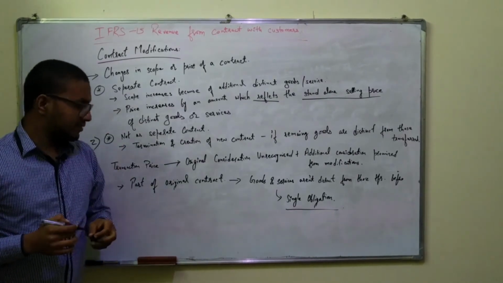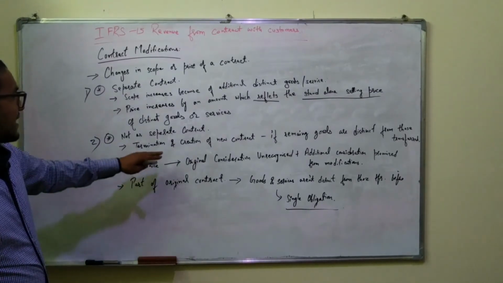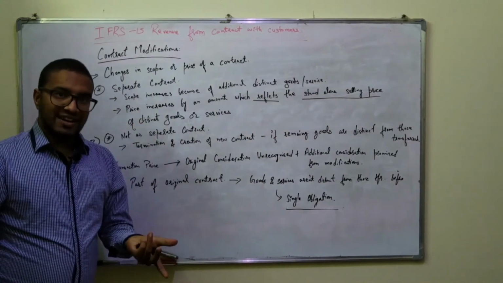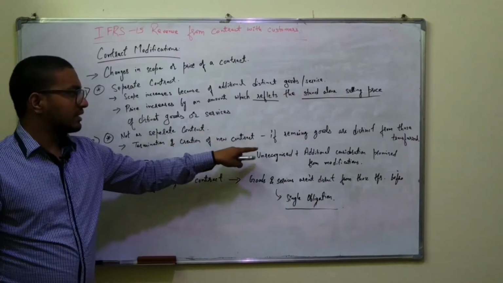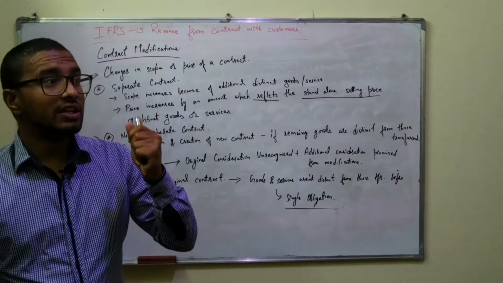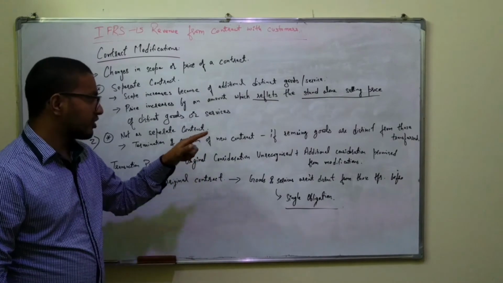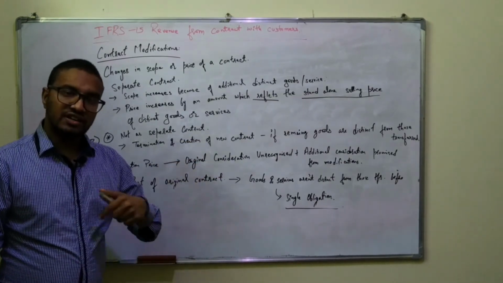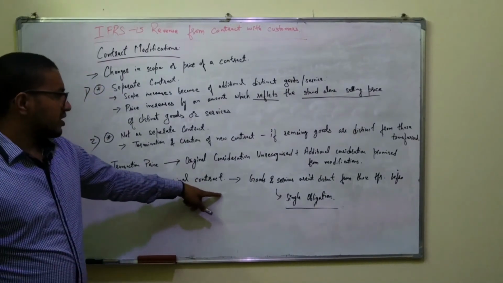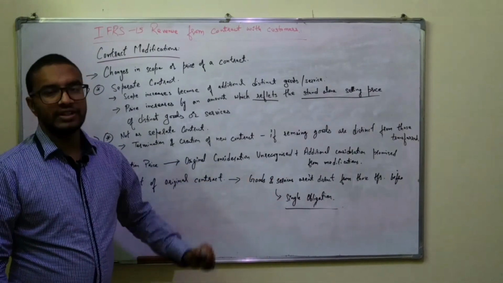And then the second is what would constitute not a separate contract. So termination and creation of a new contract. You terminate the existing contract and then you create a new contract if the goods and services are distinct from those transferred earlier. So if it is the same thing, it isn't a different contract. It is just a modification, or it is just termination and creation of a new contract. Okay, so part of the original contract: the goods and services are not distinct from those transferred before. So it is a single obligation.